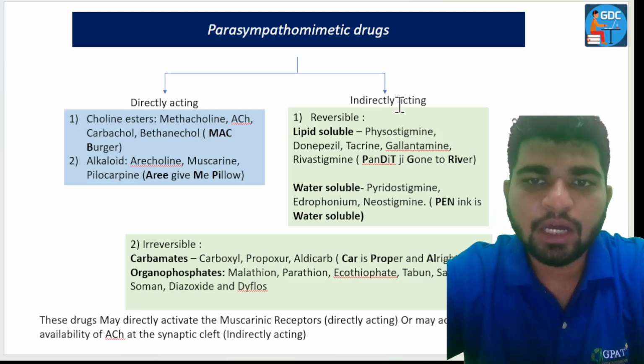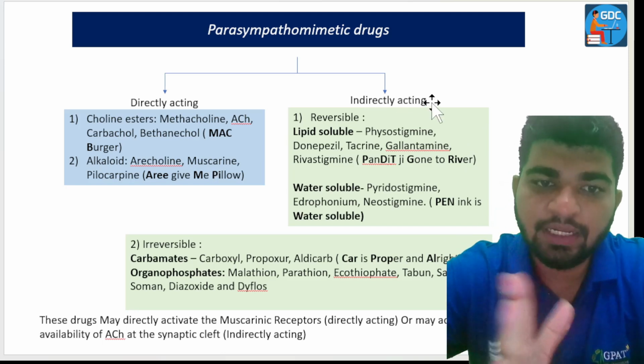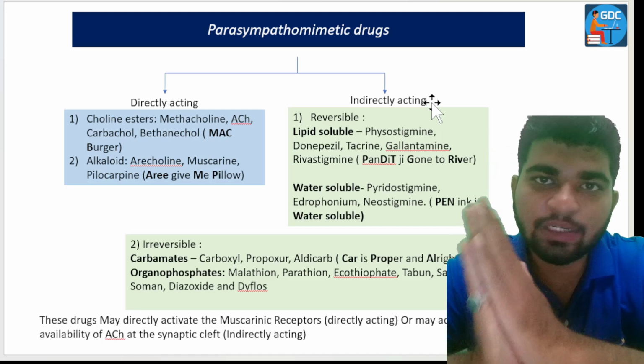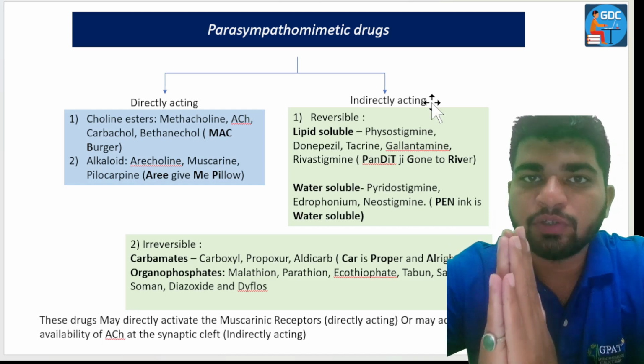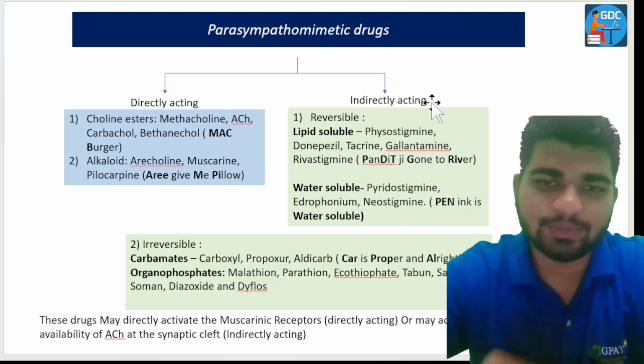Now in the indirectly acting, there are two types of drugs: reversible and irreversible. That is, reversibly binding towards the acetylcholinesterase enzymes, or irreversibly binding onto the acetylcholinesterase enzymes.